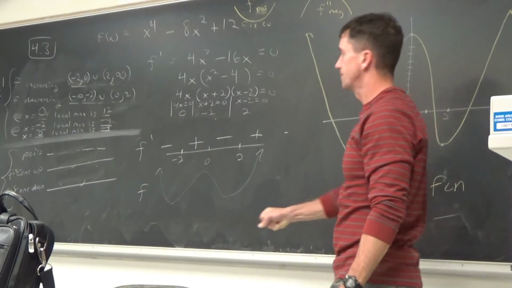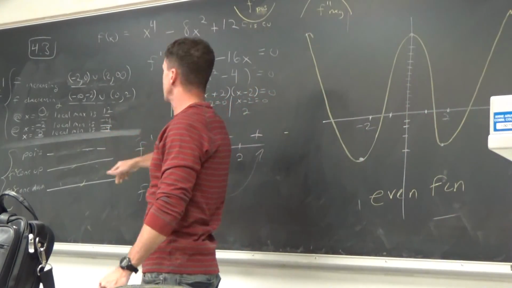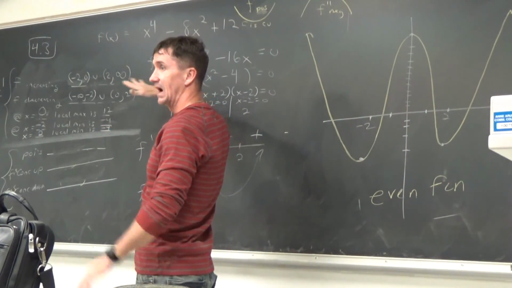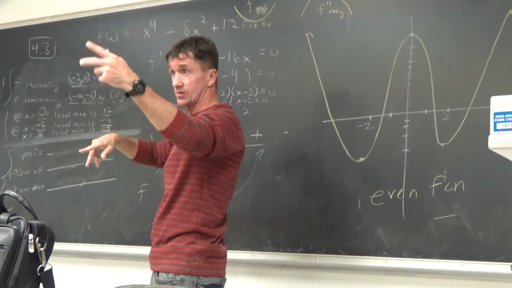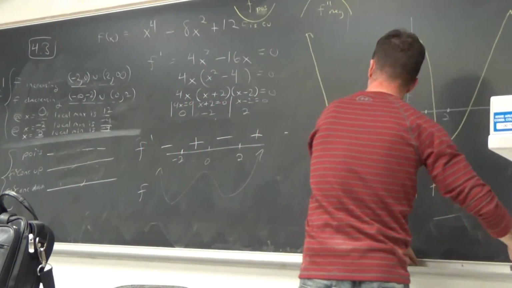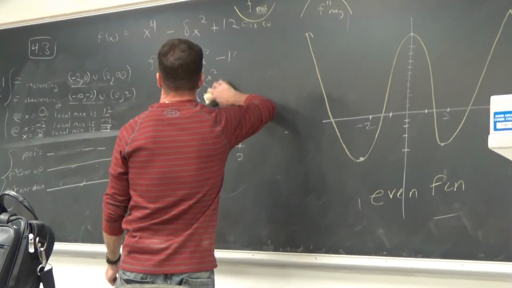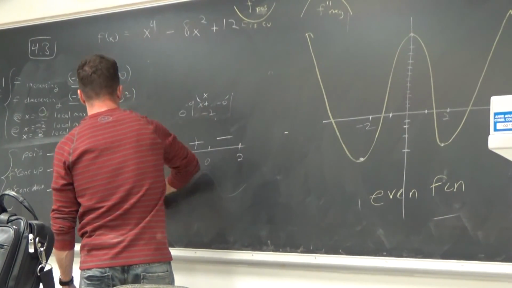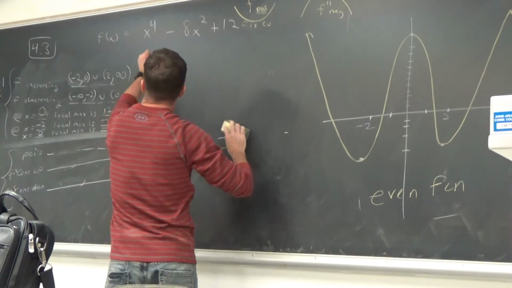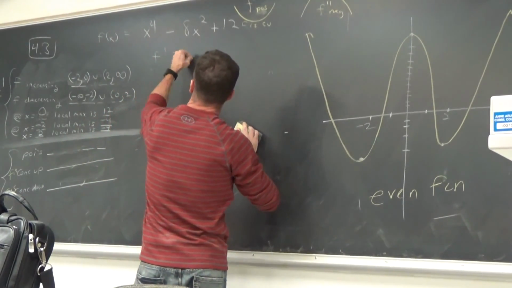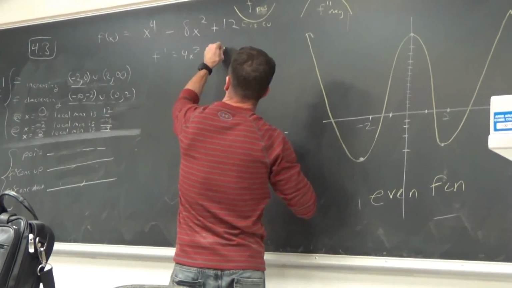Hey, now let's get this done. I'll erase everything but the first derivative, because I need the first derivative to get the second derivative. What determines points of inflection and concave up and concave down? Oh, the second derivative. So let me write it again. F prime was 4x cubed minus 16x.